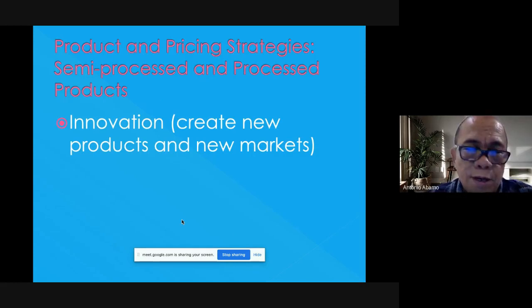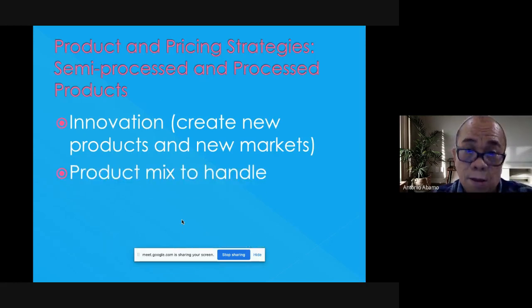Okay. And also create innovation. If you know that there is a premium for organically grown products or safe agricultural products, then go for it. You sell these products. If they provide a premium for GAP certified products, then go create innovation. And also practice hygienic packaging, something like that. Good agricultural practice or GAP. Product mix to handle is also very important.